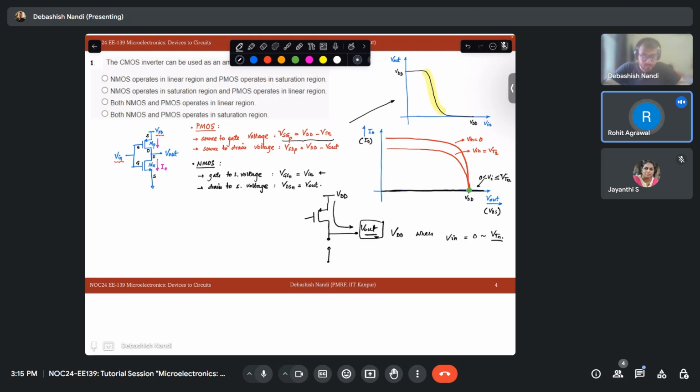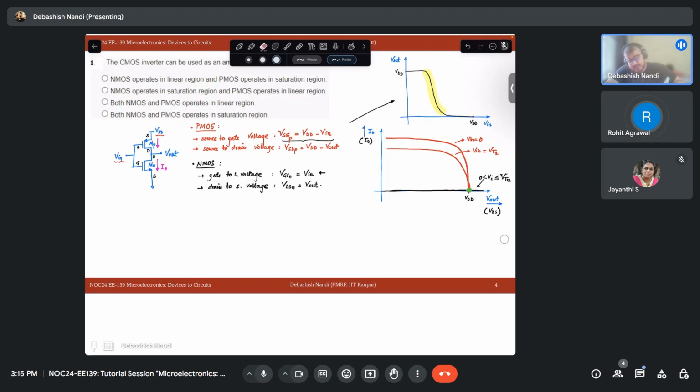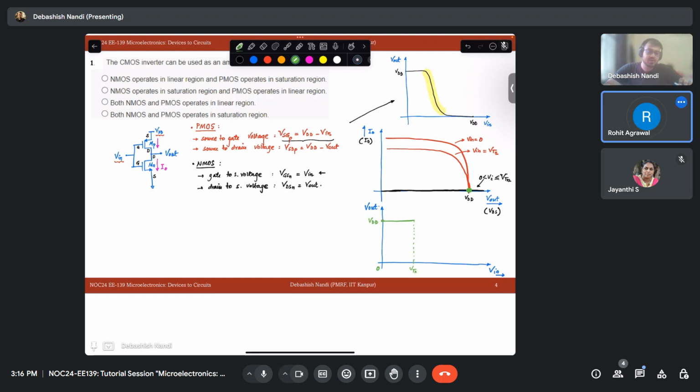So this translates to, let's say I draw another plot just beneath this. Let's say this is my Vin and this is my Vout. So far I have plotted PMOS till Vin is equal to Vth, 0 to VTN. Until that point, my output voltage will remain at VDD, right? So far we have got this.